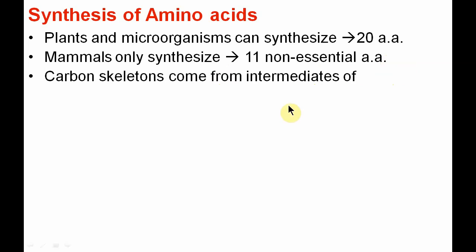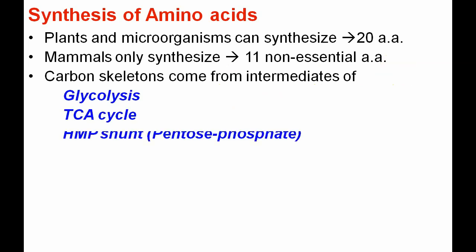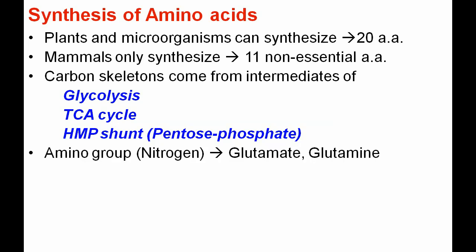So carbon skeletons come from the intermediates of important pathways like glycolysis, the TCA cycle and the HMP shunt, also called the pentose phosphate pathway, and the amino group in the form of nitrogen is derived from nitrogen fixation, which is ultimately derived from glutamate and glutamine.